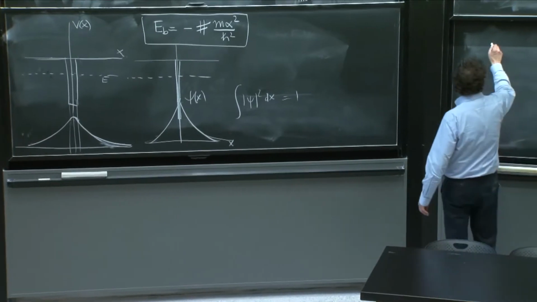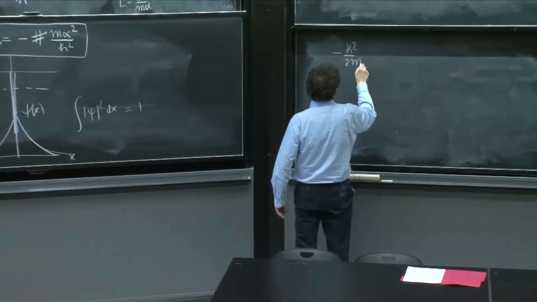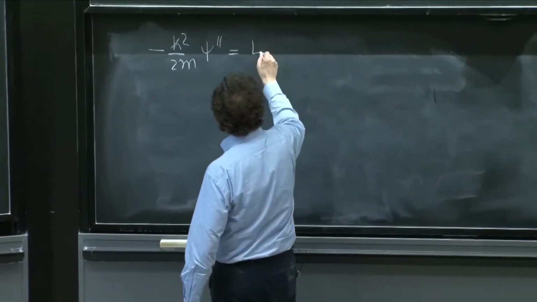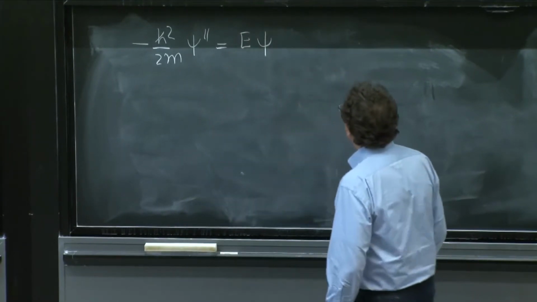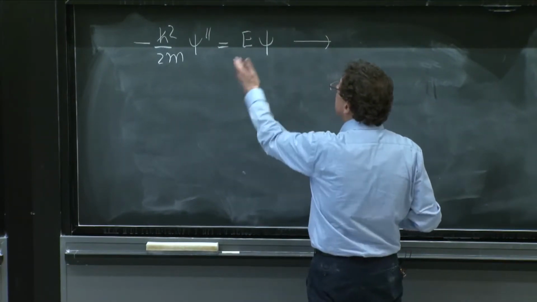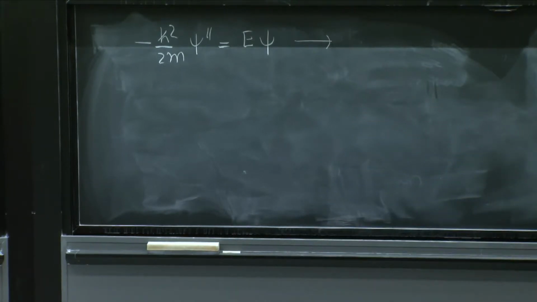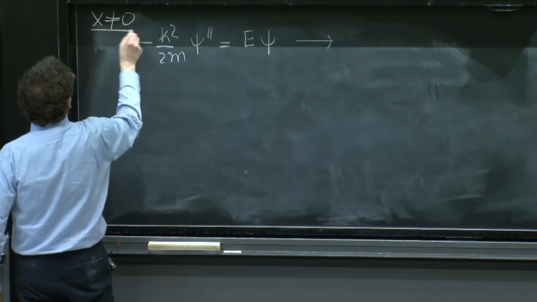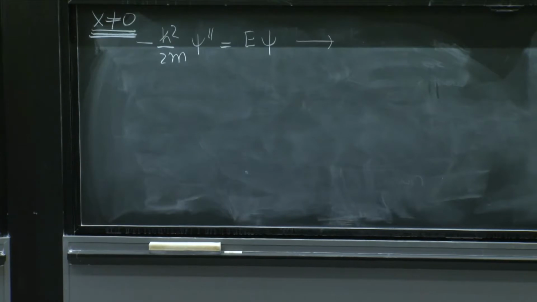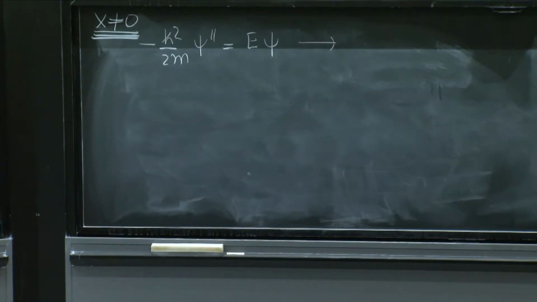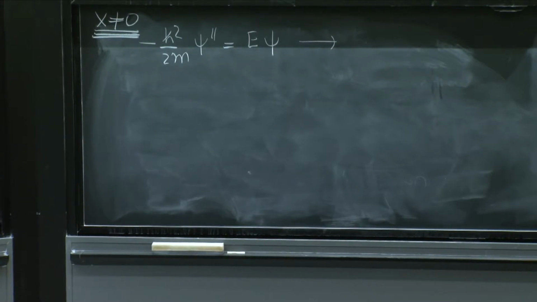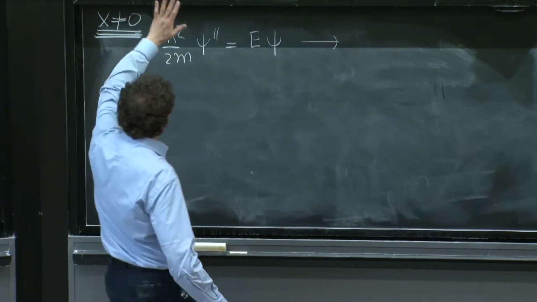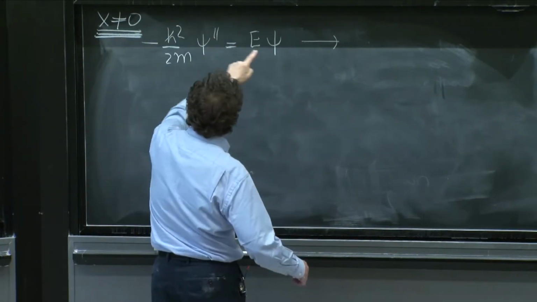So what is the differential equation? Minus h squared over 2m psi double prime is equal to e psi. And I write this, and you say, oh, what are you writing? I'm writing the differential equation when x is different from 0. No potential when x is different from 0. So this applies for positive x, negative x. Doesn't apply at x equals 0. We'll have to deal with that later. So no potential for x different from 0.